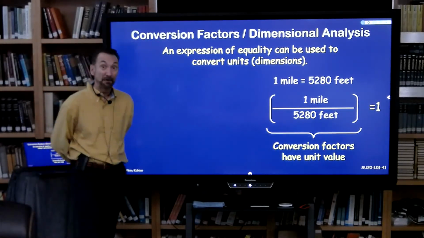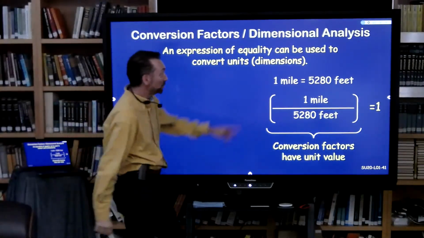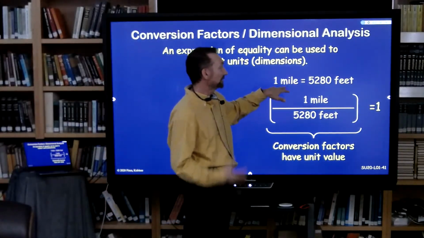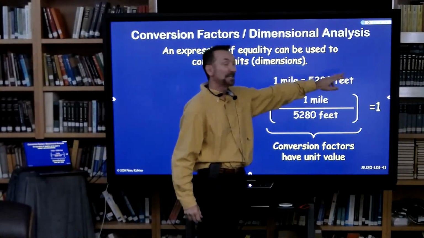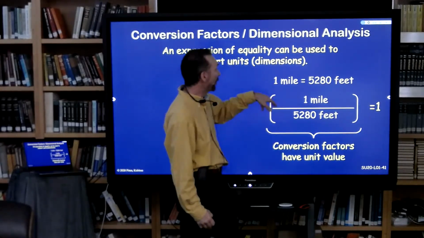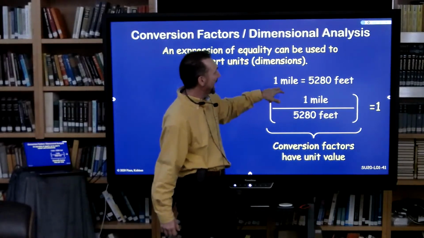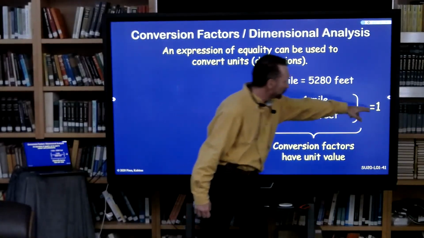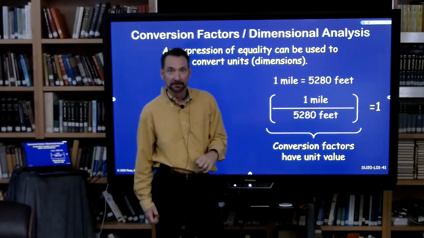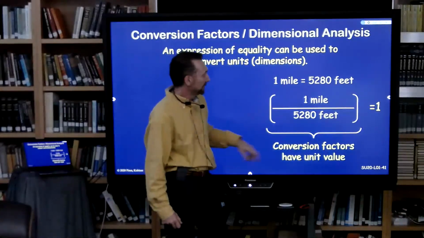Dimensional analysis is a powerful tool. You can change one dimension, a mile, that's a length dimension, to another length dimension, feet. If you know how many feet are in a mile, you can divide both sides by 5280, and that ratio is 1. Divide both sides by that.